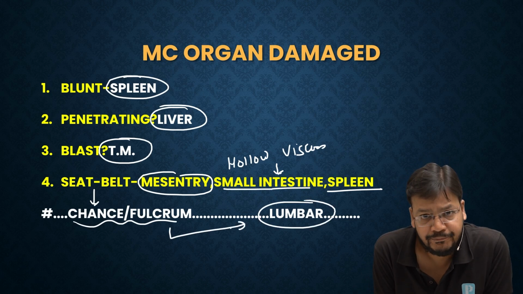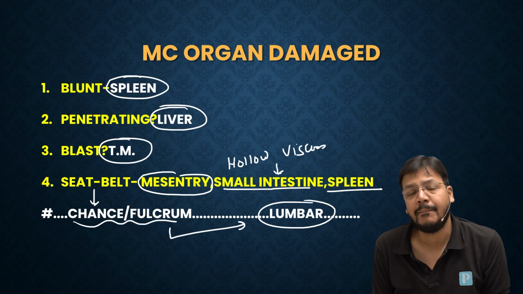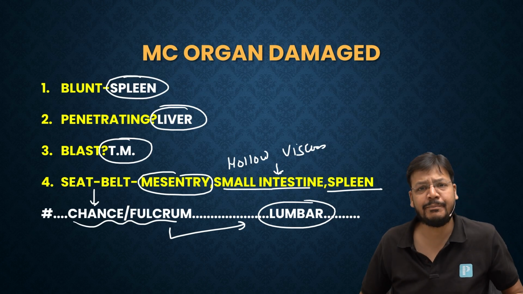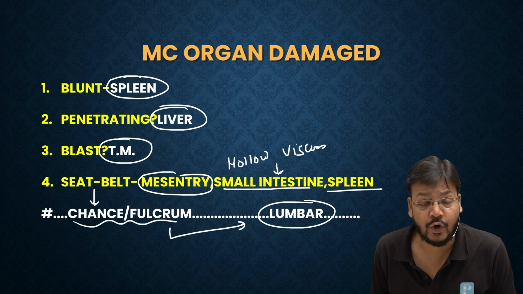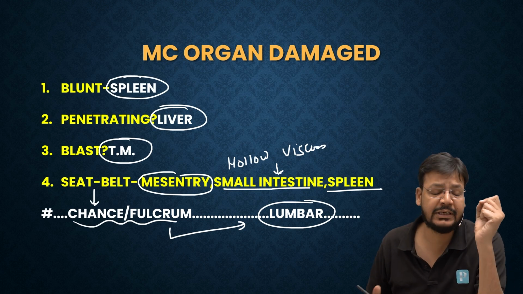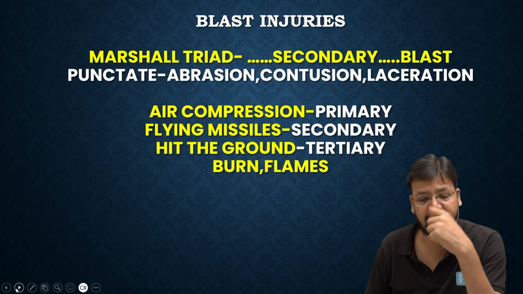Blunt trauma: spleen. Penetrating trauma: liver. Blast: tympanic membrane. Seat belt: mesentery is very common, and hollow viscus are very common. And seat belt produces Chance or fulcrum fracture of lumbar vertebra.